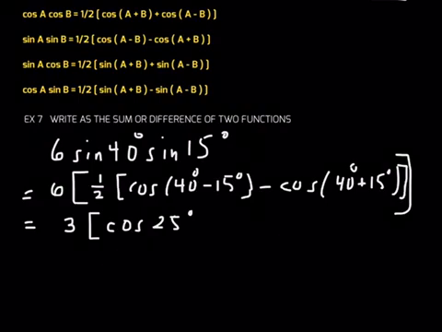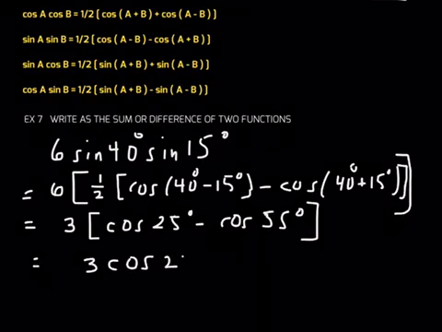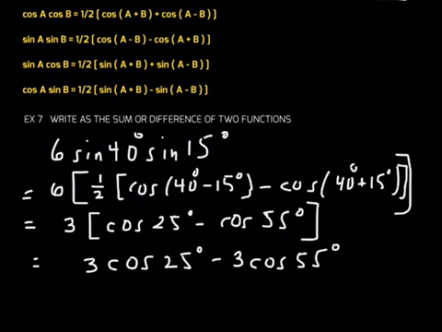Minus cosine of 40 plus 15 is 55 degrees. Like that. So then this can be rewritten as 3 times cosine of 25 degrees minus 3 times cosine of 55 degrees. We did it. We rewrote a product as a sum.